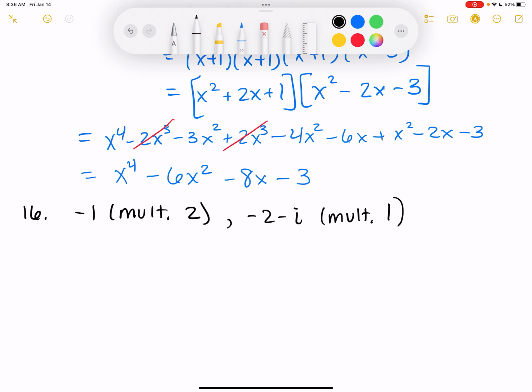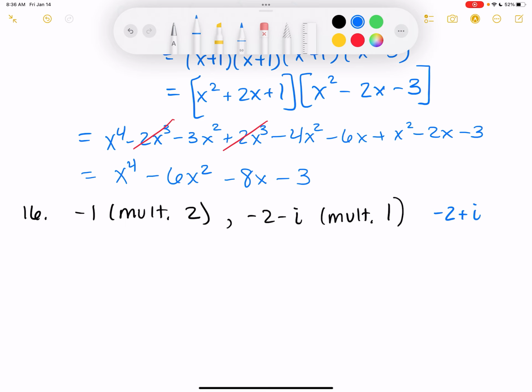So what are my zeros? Do we have to have the other one or no? Yeah, negative 2 plus i also has to be there. That's also going to be multiplicity 1. You have to have the conjugate pair for the i one.